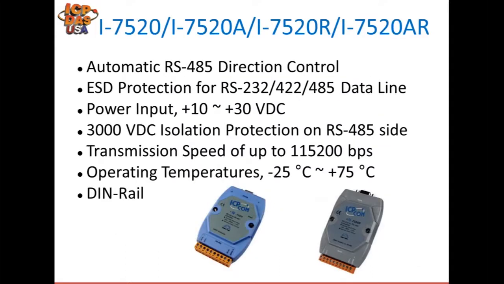The I-7520 is usually used to connect a PC or PLC which has an RS-232 port to equipment for RS-485. It can also be used to extend the distance between 2 devices with RS-232 by converting to RS-485 on one end and then converting back to RS-232 on the other end.